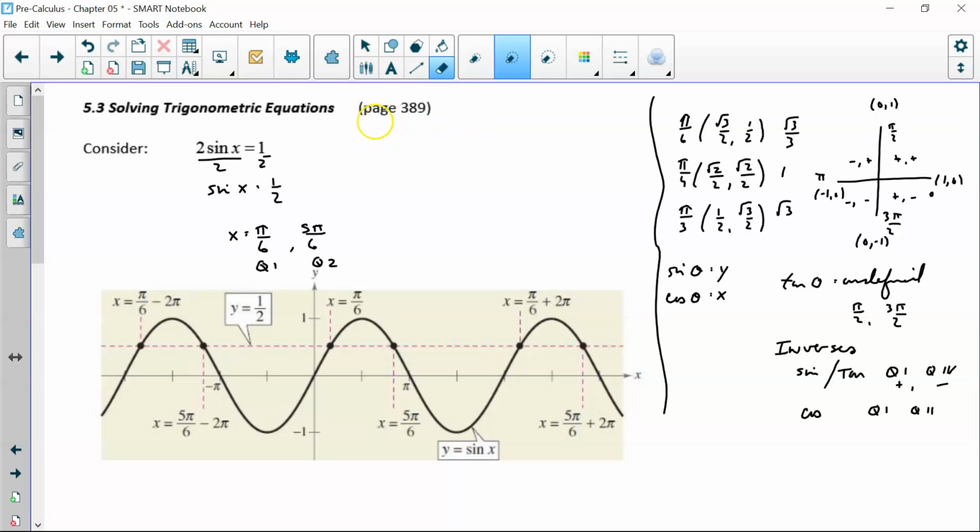So for our solutions between 0 and 2 pi, we're at pi over 6 and 5 pi over 6. Now, we also have what's called the general form. Now, the general form is all of the solutions, all possible. Remember, this comes from the unit circle.